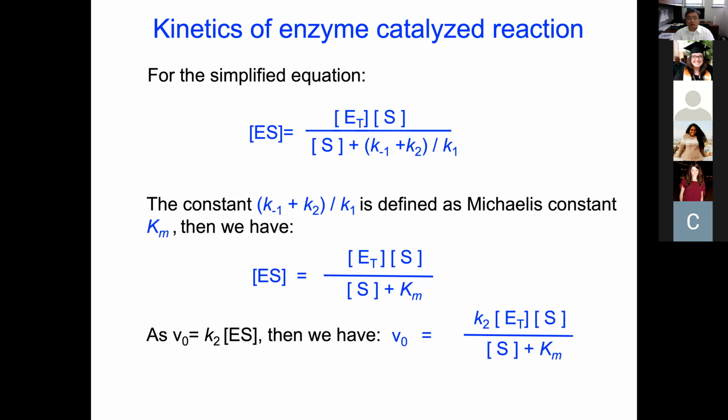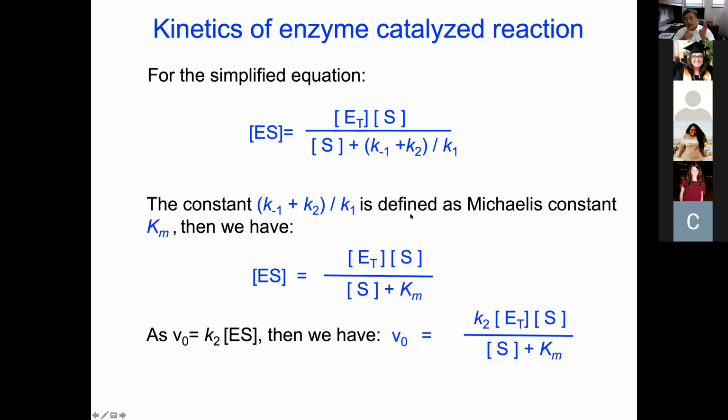The other very important thing you need to know is the Michaelis constant. We put all those constants together as one. We combine them, and we use Km to describe (K minus 1 plus K2) over K1. That is the Michaelis constant. Of course, it has its experimental meaning, and I'll show you that in a moment.